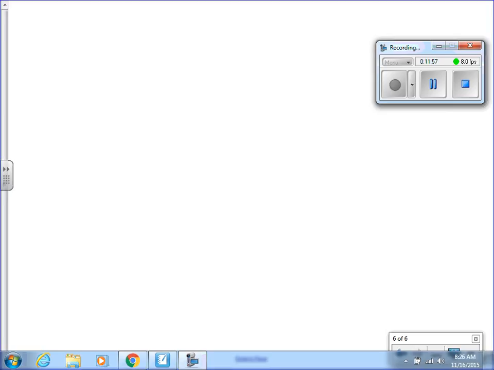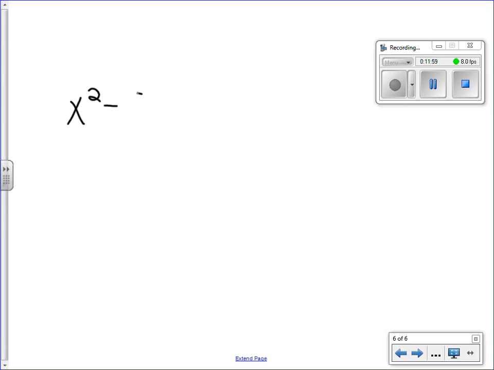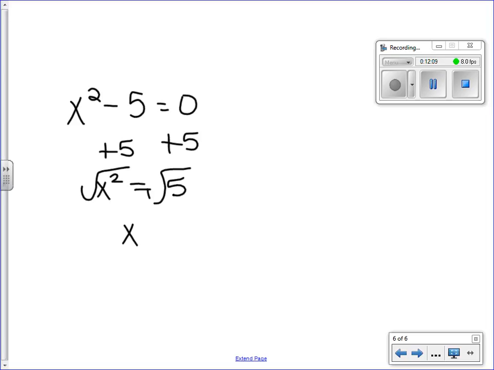Alright, number 8 is all real numbers except plus or minus the square root of 5, because that's what happens when I solve for 0. And that's a real number. It's irrational, but it's real, okay? So I can put in any real number I want except for the square root of 5. Plus or minus the square root of 5.